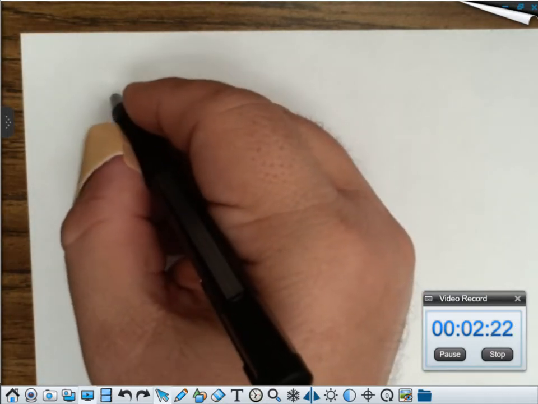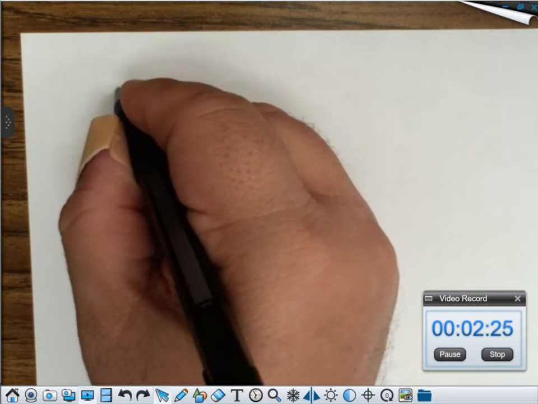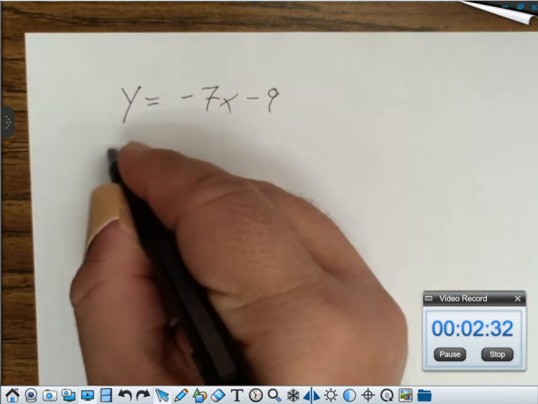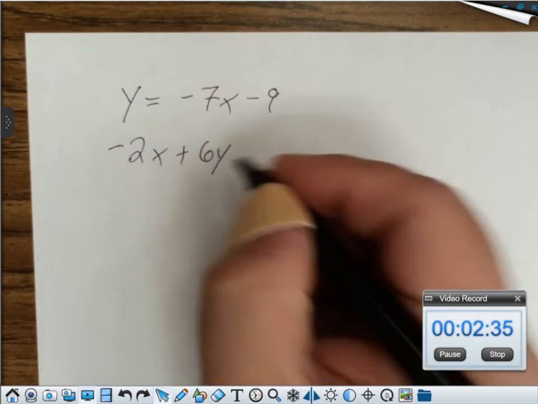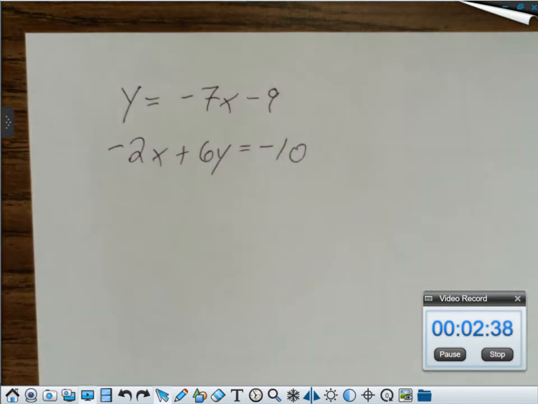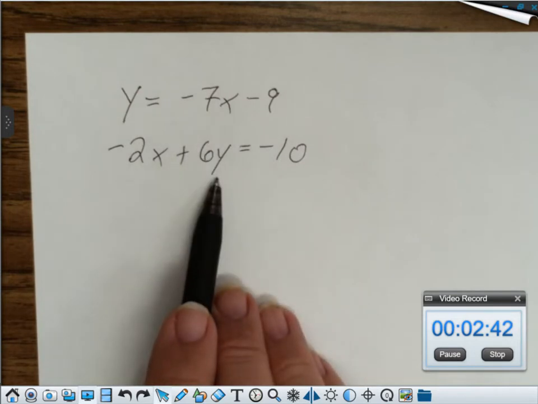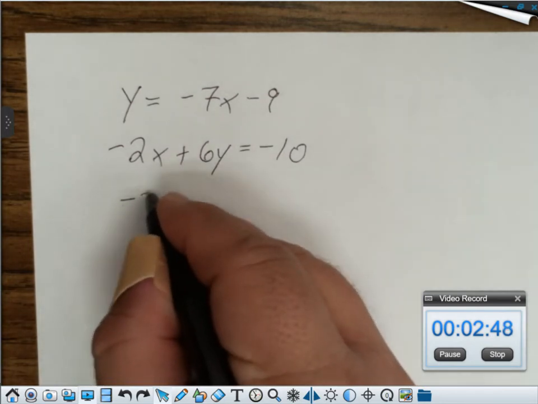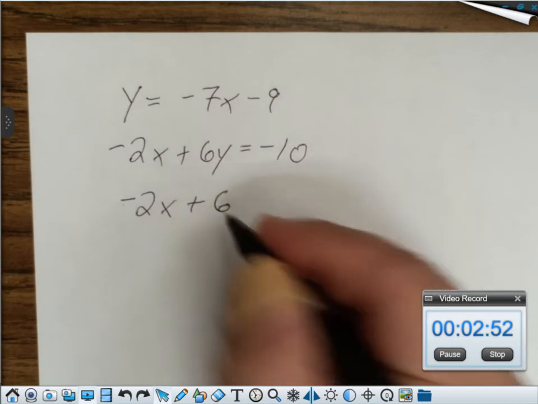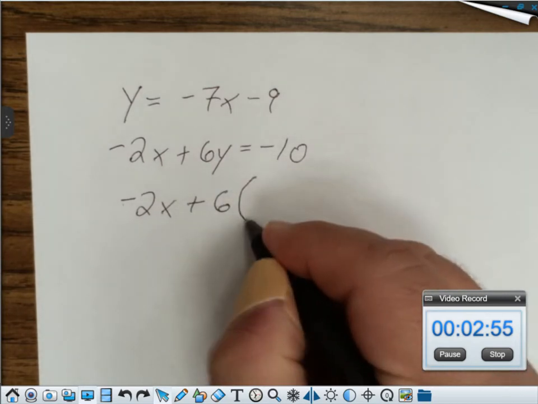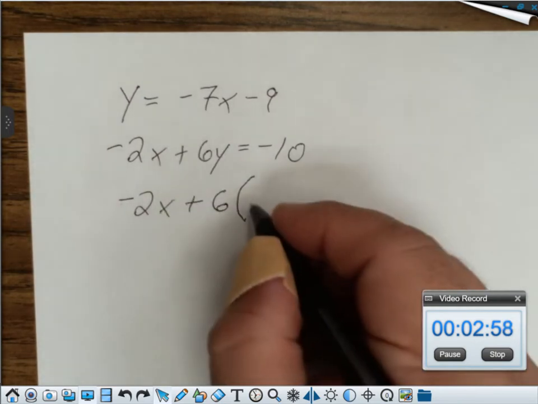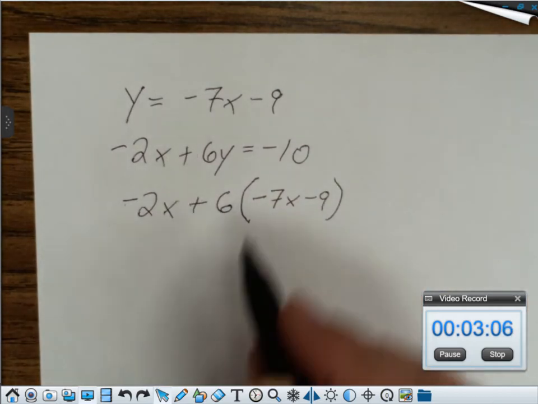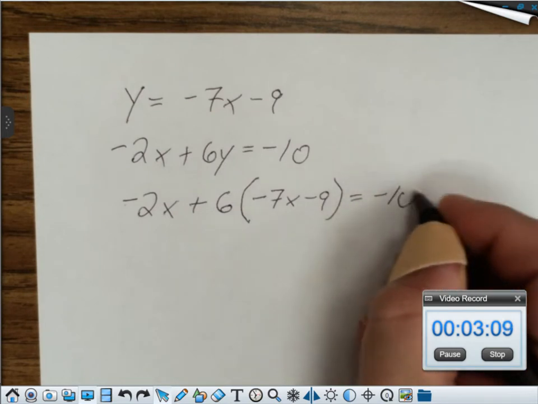So for example, you might have something like y equals negative 7x minus 9 and negative 2x plus 6y equals negative 10. So notice the first one is solved for y, but the second one is not. So what I do is I take the equation that is not solved for y and I start writing it down. And as soon as I get to the y, I pause and I put open parentheses and I put what y equals. So in this case, y equals negative 7x minus 9 from that first equation. And then I continue writing this, in this case, equals negative 10.